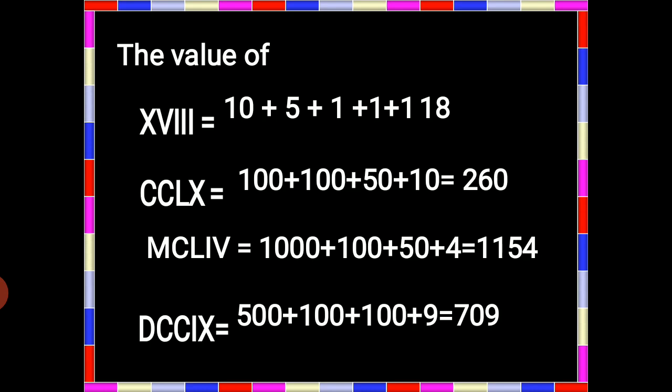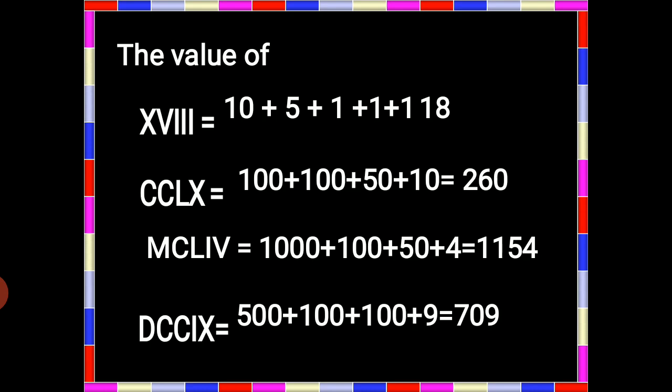Next is MCLIV. Here you can see that M represents 1000, C represents 100, L represents 50, I represents 1 and V represents 5. The last two symbols are different: the others go from the greater to the smaller, but in the last two the smaller one is before the greater one. So we will do subtraction.